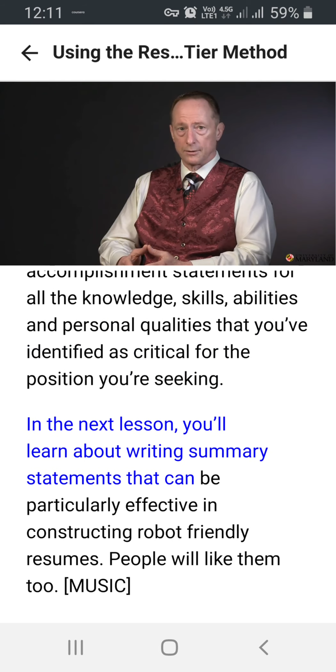In the next lesson, you'll learn about writing summary statements that can be particularly effective in constructing robot-friendly resumes. People will like them too.